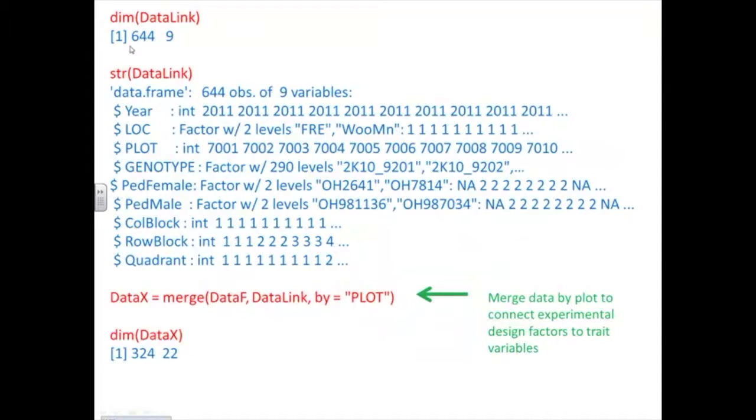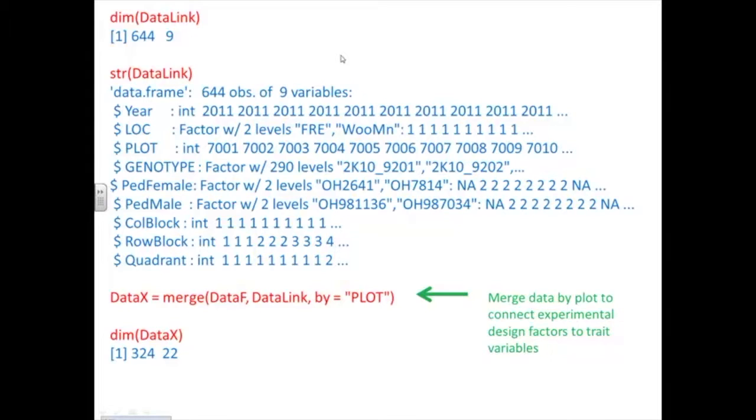If we look at that data link file, you see the experimental design variables that are relevant. You see the year, the location, the plot, which is allowing us to merge these two data sets, the pedigree information, and then these factors that we're going to use for our experimental design. And R is treating our factors as integers. Right? I mean, I could have called it A, B, and C, and then it would save me a coding step. And then I look at the dimensions, and you can see that we've now expanded that file, but it still has 324 observations. Okay?